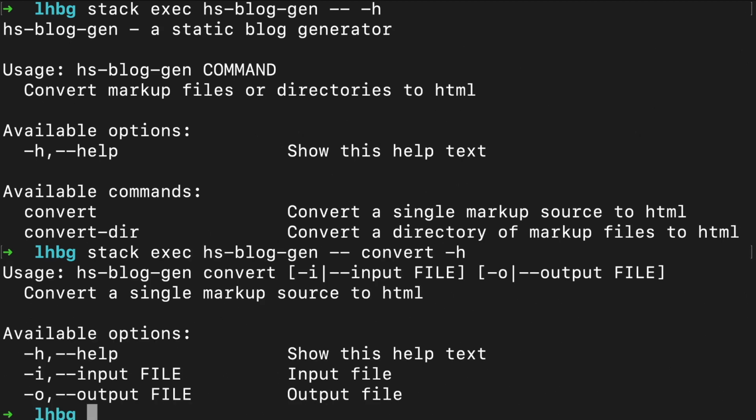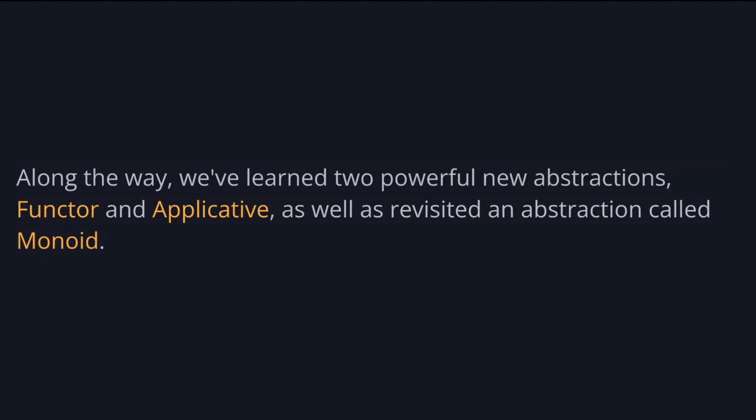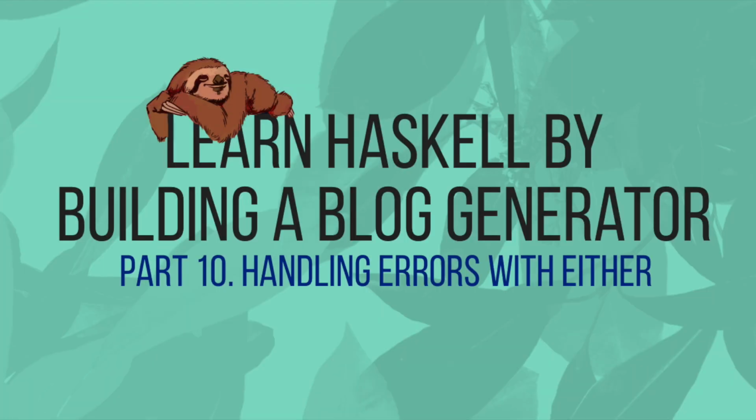In this part, we've learned about a new fancy library called optparse-applicative and used it to create a fancier command line interface in a declarative way. Along the way, we've learned two powerful new abstractions, Functor and applicative, as well as revisited an abstraction called monoid. With these libraries, we've seen another example of the usefulness of these abstractions for constructing APIs and EDSLs. We'll continue to meet these abstractions in the rest of the book. In the next part, we'll process multiple files in the directory and learn about error handling in Haskell.